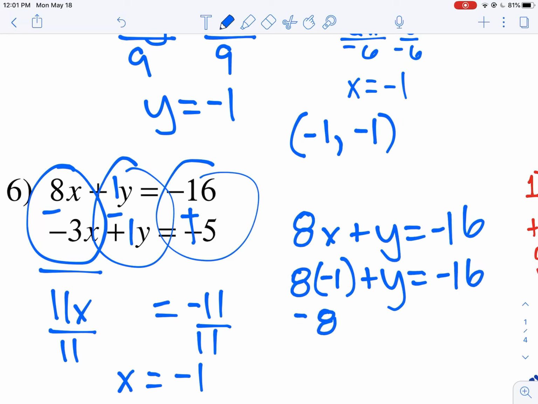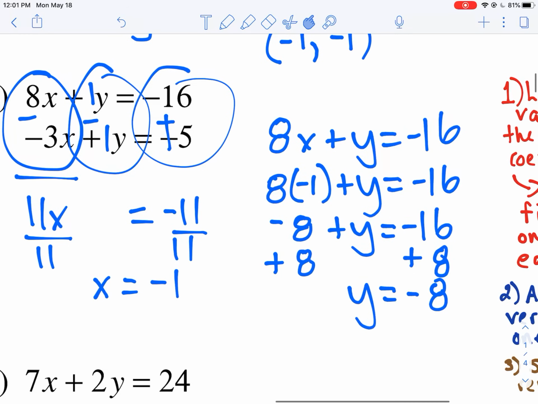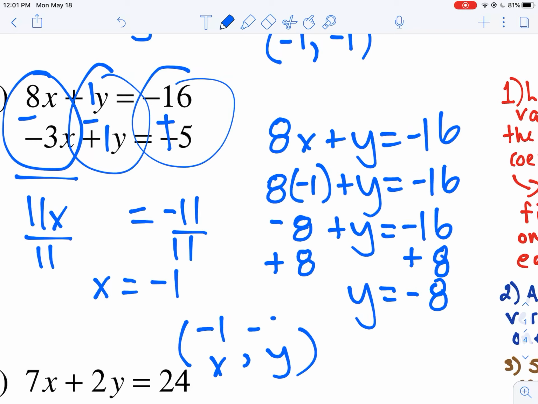8 times negative 1 gives me negative 8, plus y equals negative 16. I'm going to add 8 to each side, and I get an answer of y equals negative 8. I'm going to write my final answer as an ordered pair. Remember, ordered pairs are in order of x and y. So I can do negative 1, negative 8. And I've solved that. That's the third one I've done here.